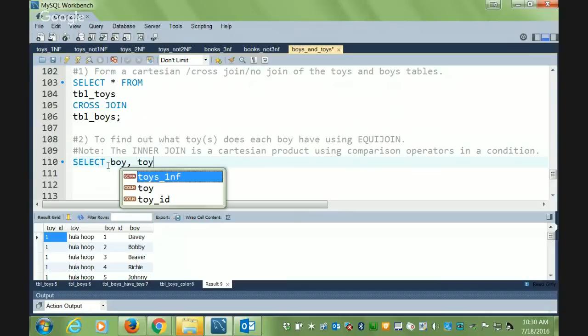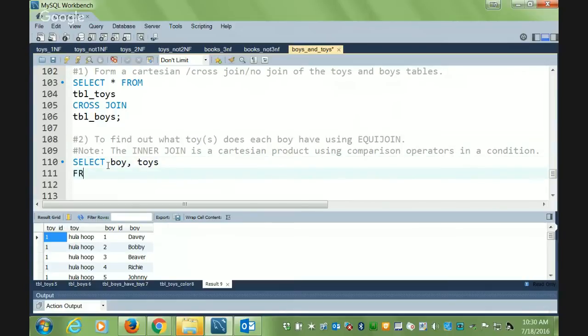Remember, boys are coming from one table and toys from another table. What are the two tables now? So your job is this. Look at the question. What toys or toy does each boy have? Don't think about equijoin or anything. Just first look at the question. What I'm asking of you is the name of the boy and the name of the toy. So these two pieces of information are in which two tables? In the toys table and in the boys table.